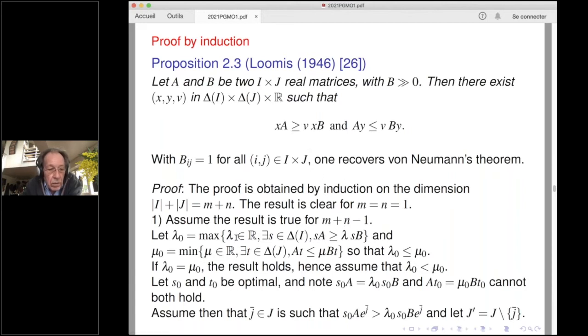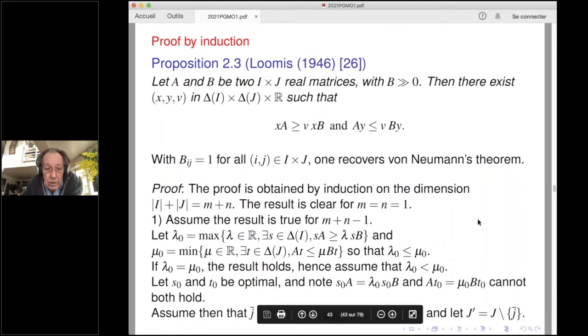Okay, so you look at the largest lambda such that there exists S in delta of I, such that you have this property, and the minimum number for player 2. Obviously, if both quantities are the same, then this will be the V here, and you have the result. Otherwise, the best that player 1 can do will be lambda 0, and the worst for player 2 will be mu 0, and you have always this. So this is the assumption, like in the min-max theorem, that the game has no value.